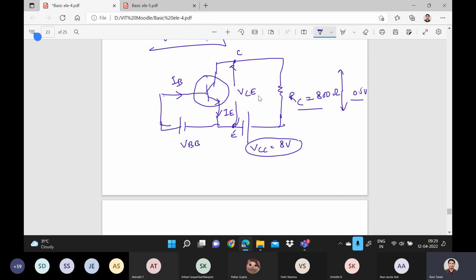Now, if I apply the loop here, we already know that VCC equals VCE plus ICRC, right? Or in other words, we can say VCE is equal to VCC minus ICRC.